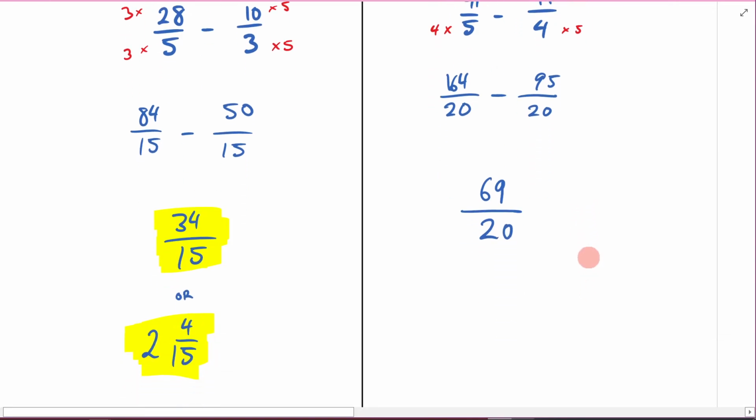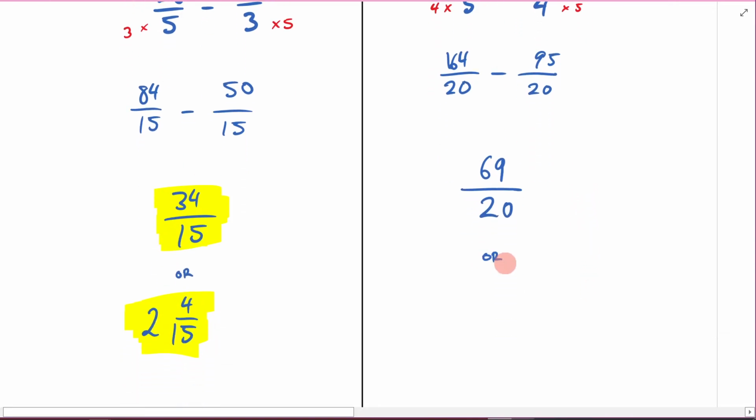And you can leave your answer like that, or you could try to put it into a mixed number. So you could say, how many times does 20 go into 69? Well, 20 goes into 69 3 times with 9 left over. So it'll be 9 on 20. So either of those is an acceptable answer. You can leave it like this, or you could write it like that.